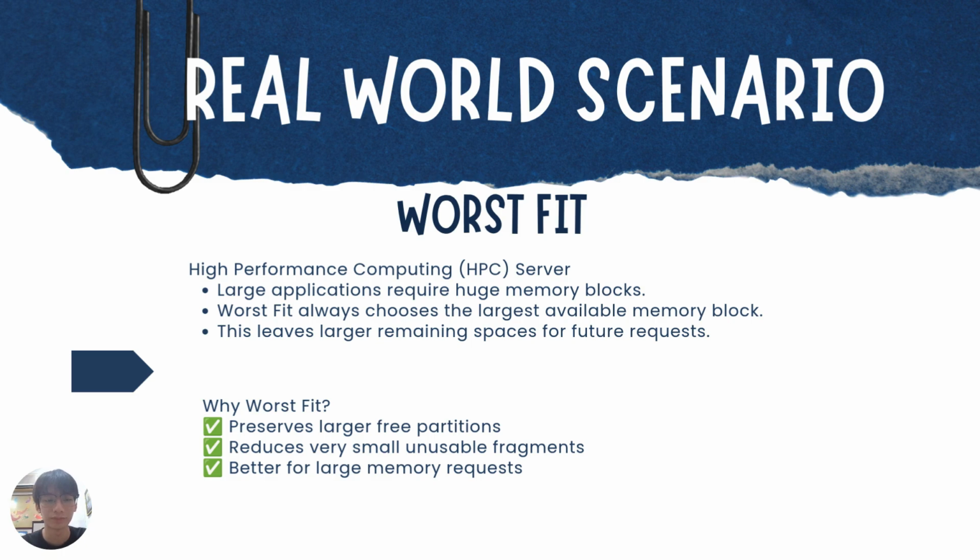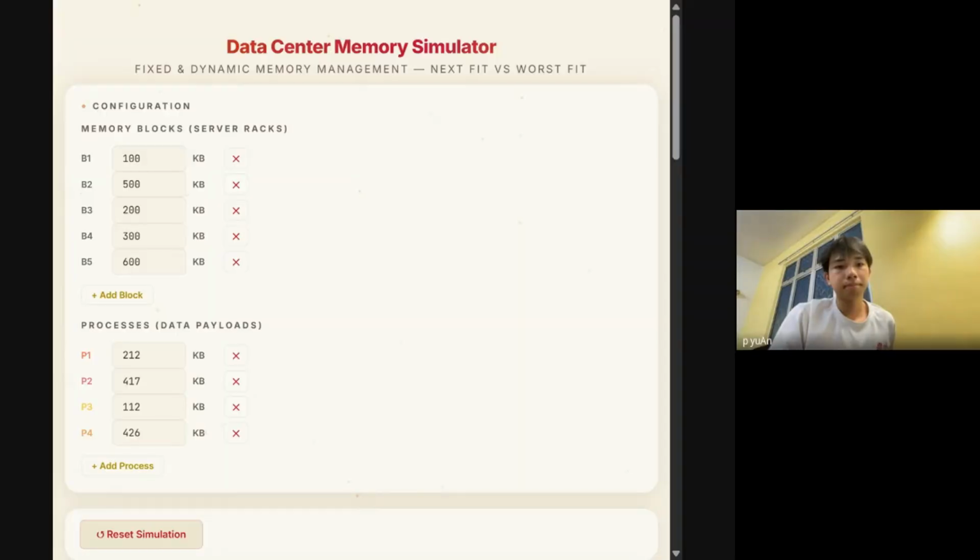blocks in the future. In conclusion, next fit focuses on faster allocation speed, while worst fit focuses on preserving larger memory spaces for future processes. The better algorithm depends on the system's workload and memory allocation requirements.